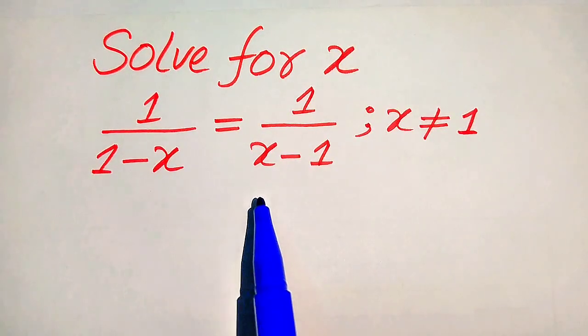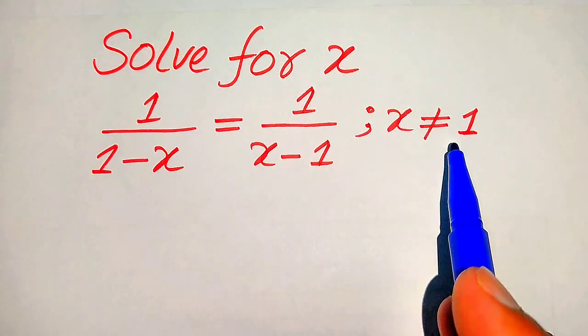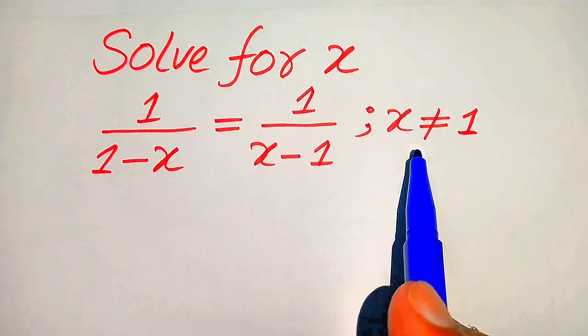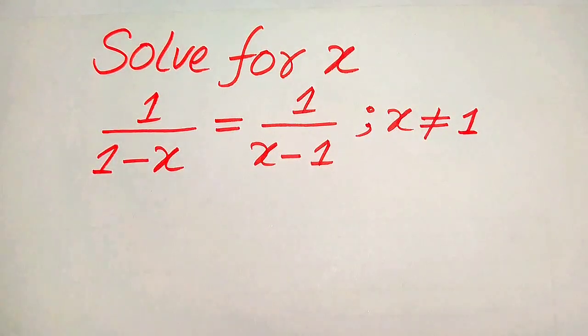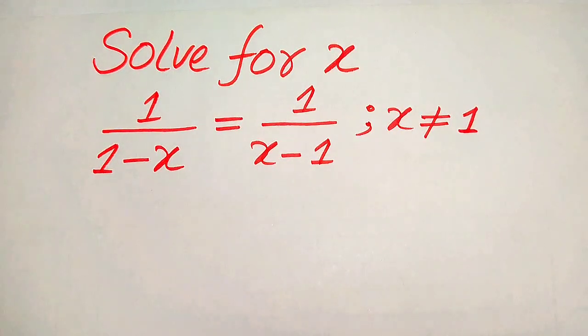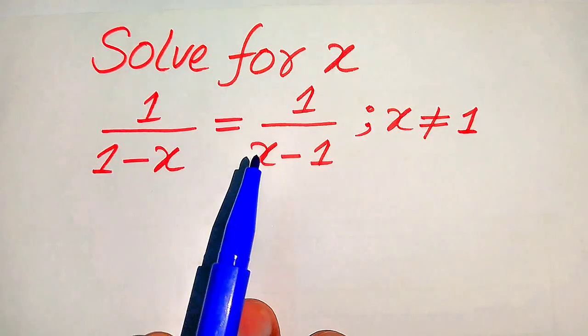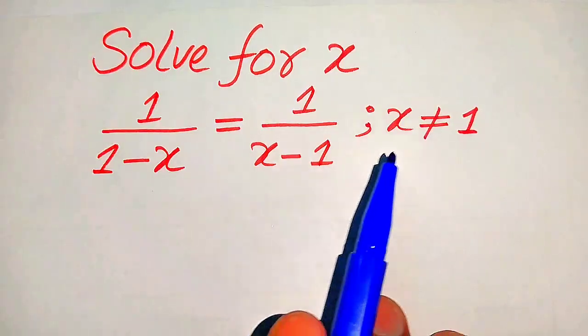We solve this problem for the values of x: 1 over 1 minus x is equal to 1 over x minus 1. Here we find all the values of x that satisfy this equation, but we have one condition: x is not equal to 1, because when x is 1, both sides become infinity, so we cannot solve for x when x is 1. So we check whether there are any other values of x other than 1.